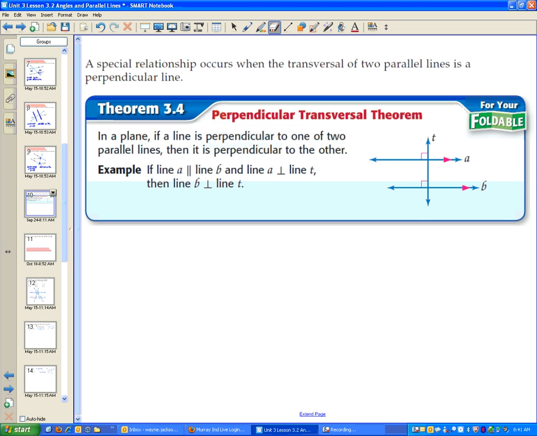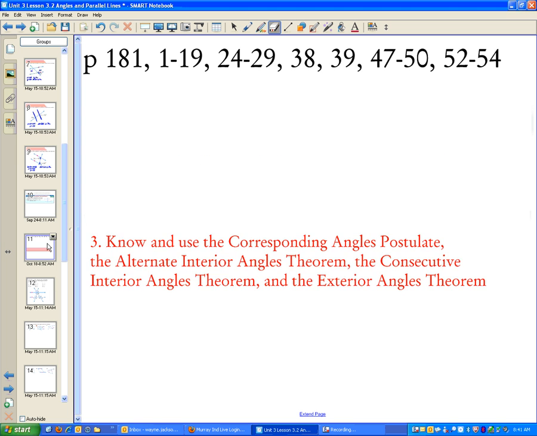Questions? Here's your assignment. On page 181, do 1 through 19, 24 through 29, 38, 39, 47 through 50, and 52 through 54.